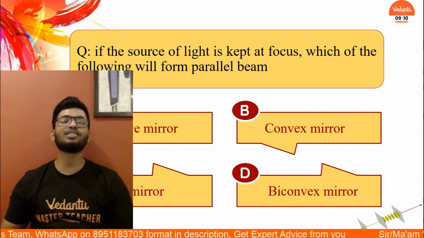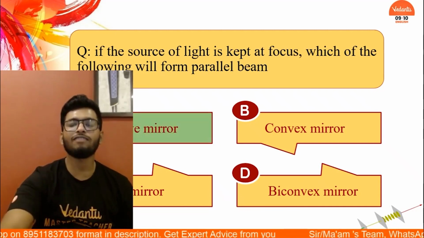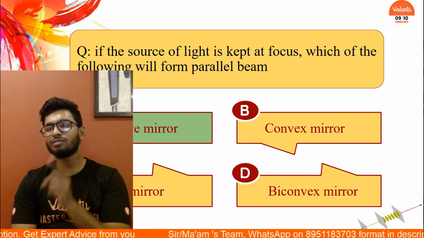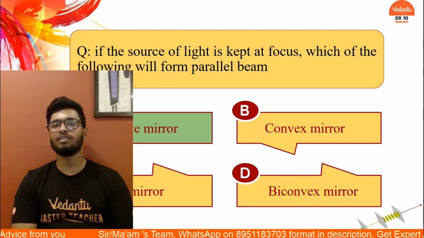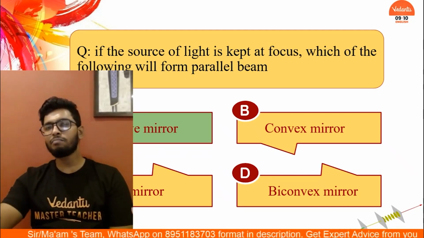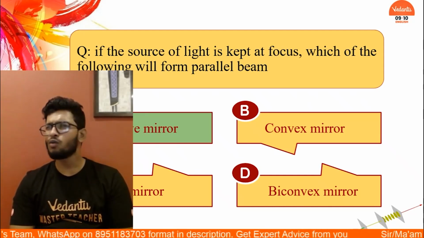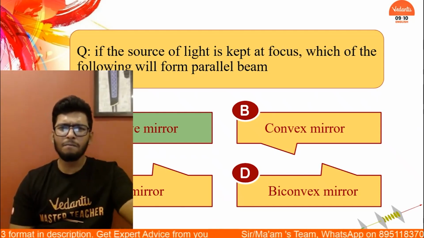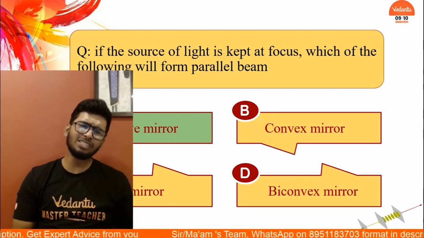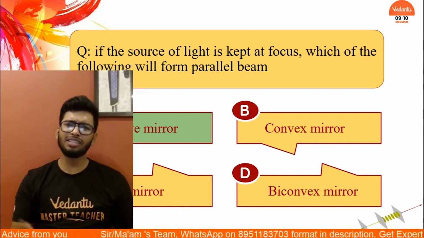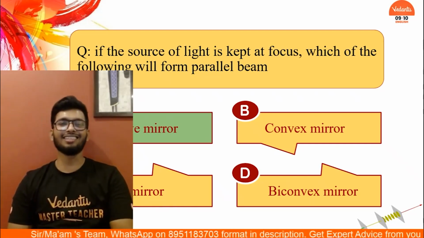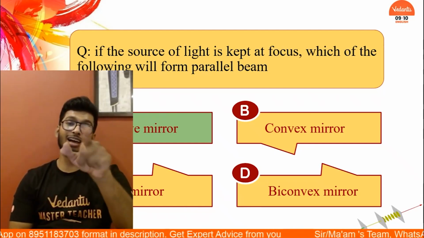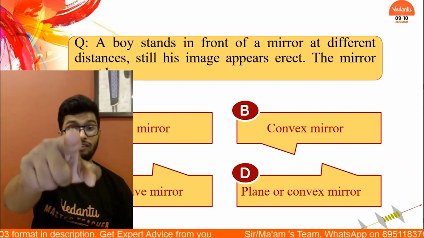The answer is going to be concave mirror. Why is that so? Because the focus of a convex mirror lies behind the mirror. If you keep an object behind the mirror, will it do anything? There'll be no reflection. So will it become parallel? No, absolutely not, because it's behind the mirror. So the only right answer in this case is going to be a concave mirror. Whoever got it right, fabulous job, people. Super awesome. You guys are very, very smart.